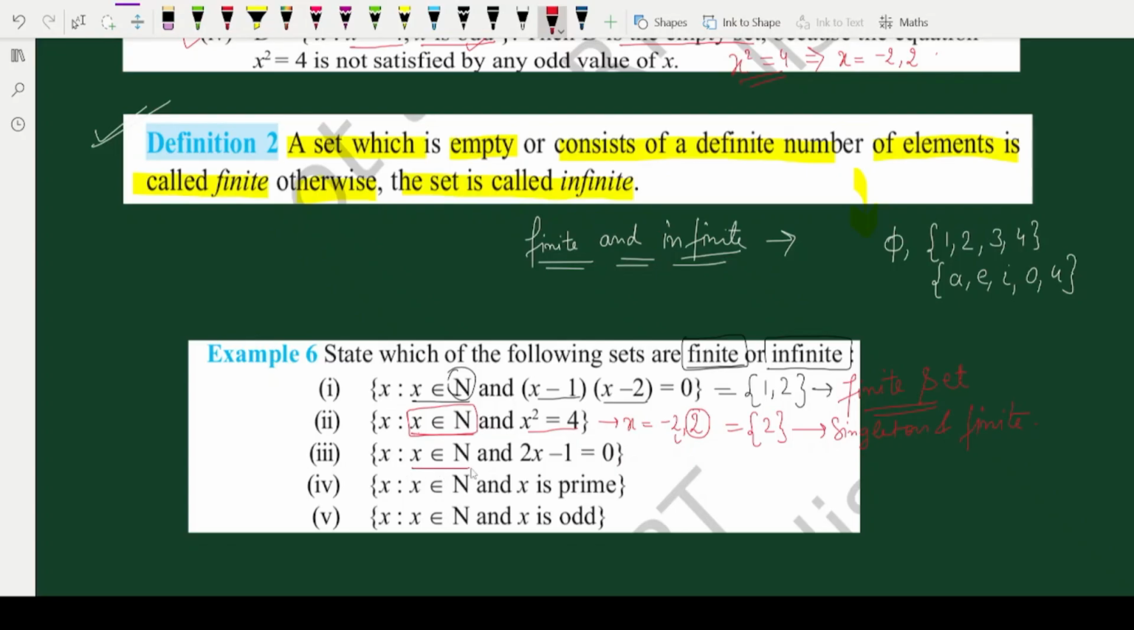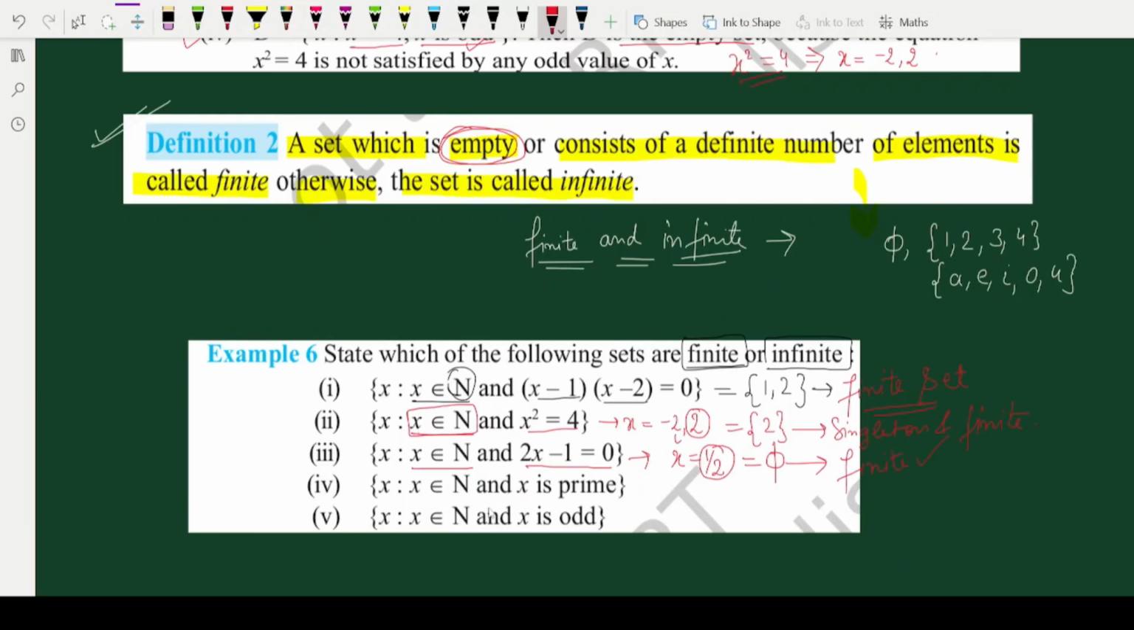Now x belongs to natural numbers such that 2x minus 1 is equal to 0. When you solve this, x is equal to half. But half is not a natural number, half is a rational number, so this set is empty. But in that definition, a set which is empty is also considered a finite set. So this set is also finite.